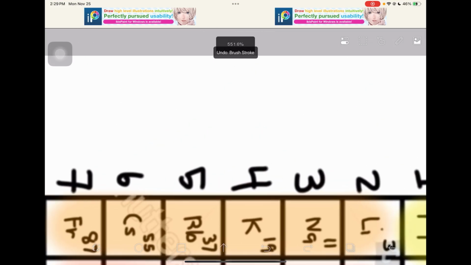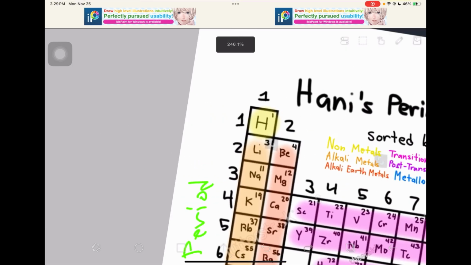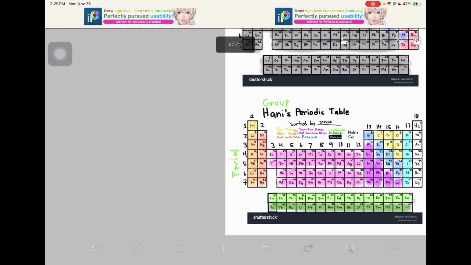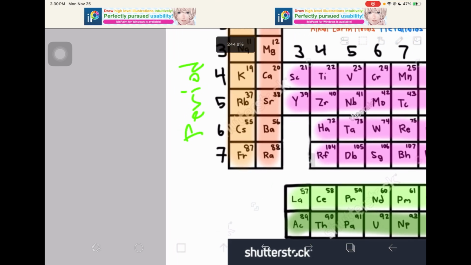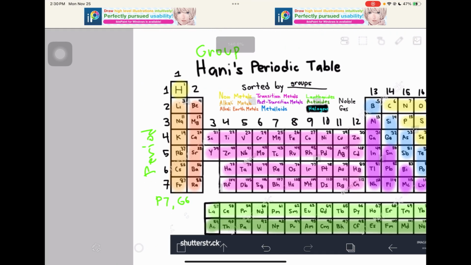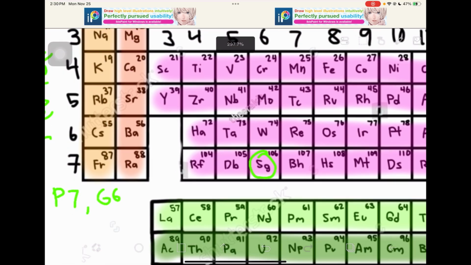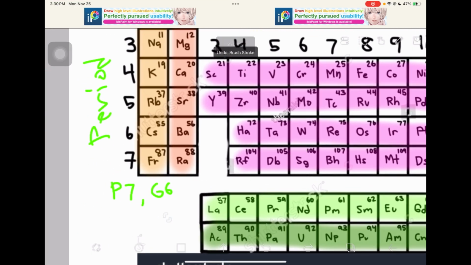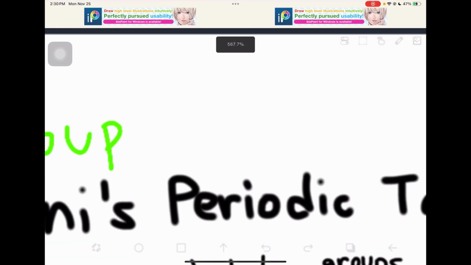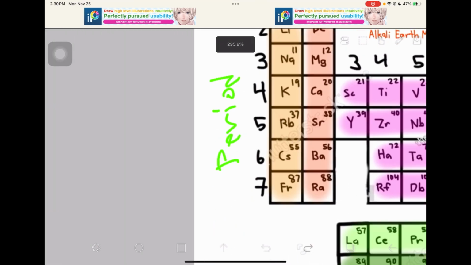So these ones are called period. And this one is called a group. It's important to not mix these up because there might come a place in the test when you have to locate using the period and group. For example, you can use period 7, group 6. So period 7 would be this one, and then group 6. So it's SG. I forgot what SG is. But it could be used to track elements down, so be aware of that and don't mix them up. Once again, there are 18 groups and 7 periods.